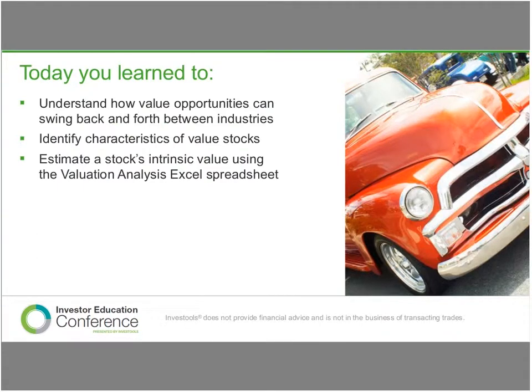Today, we now understand how value opportunities can swing back and forth between industries. And those industries, the examples that we provided, are not exclusive for where value opportunities can be found, but a good discussion. We saw how the opportunities can swing back and forth between staples and cyclicals. We've identified the characteristics of value stocks. We've used those as a filter to screen out thousands of others that aren't candidates. And then we learned how to estimate a stock's intrinsic value, meaning how much is the most I could pay for it right now for that future expected price. And we use the valuation analysis Excel spreadsheet to get that accomplished.